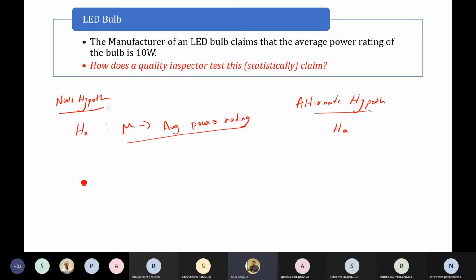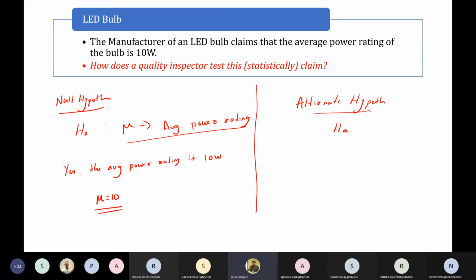So the null hypothesis would be such that, yes, the average power rating is 10 watts. This is the null hypothesis, and to express this, I'll directly say that mu is equal to 10. So this is the null hypothesis. Now, how do we check it? How do I check it?